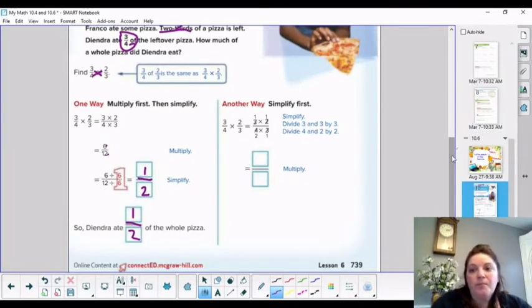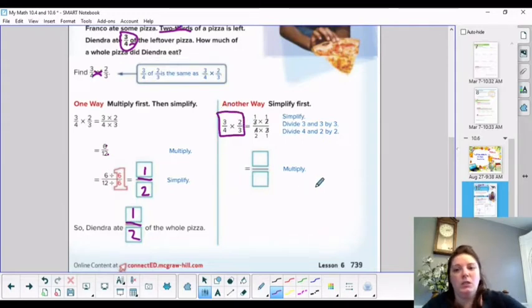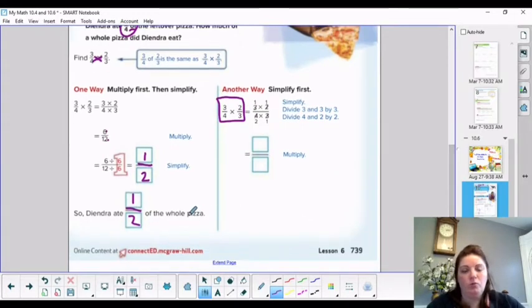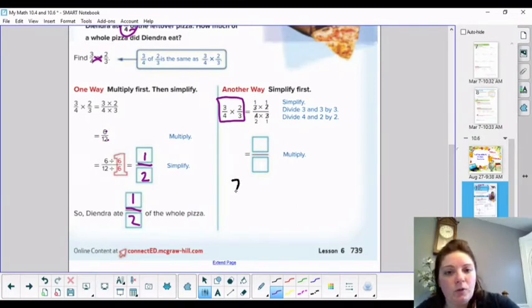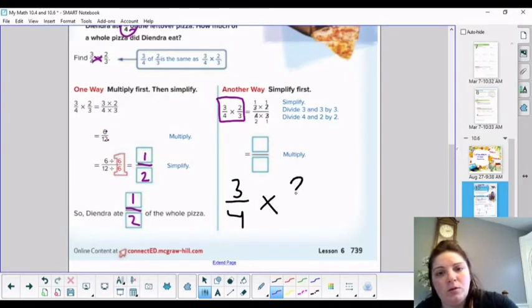All right, another way to attack this problem from the beginning is simplifying your problem. So in the first way, we simplified our answer. So we multiplied, we got an answer, and then we simplified it. Another way is to look at your problem and simplify your problem. Now I'm going to redo it down here just because I like to go through step by step. So if you have 3/4 times 2/3.